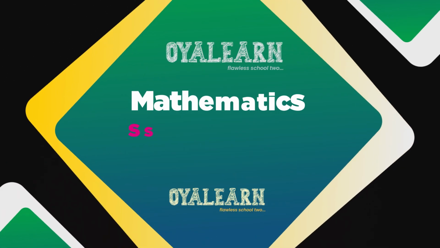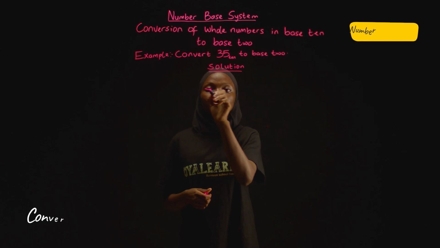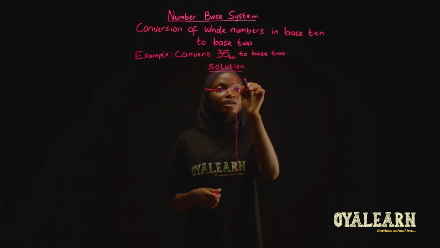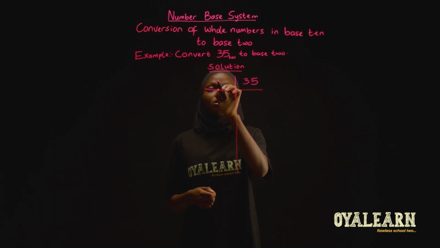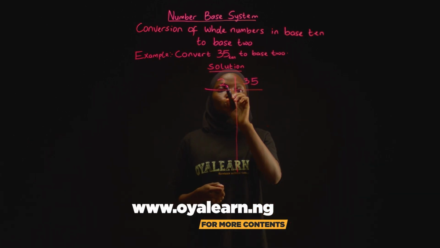Let's learn how to convert 35 base 10 to base 2. The first thing, we draw a table. We place the number we are given, 35, at the right hand side of the table. Then the number we are converting it to, 2, at the left hand side. Then we start dividing. 2 goes in 35.